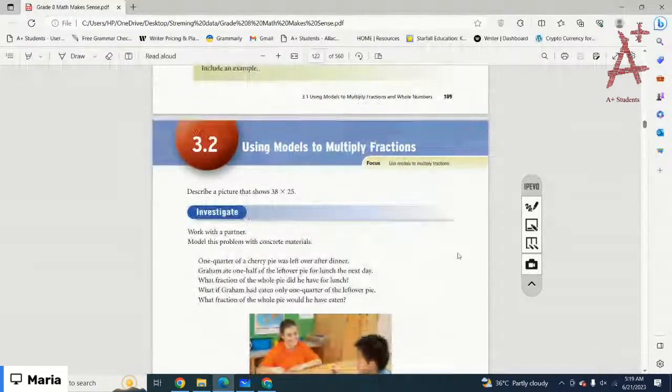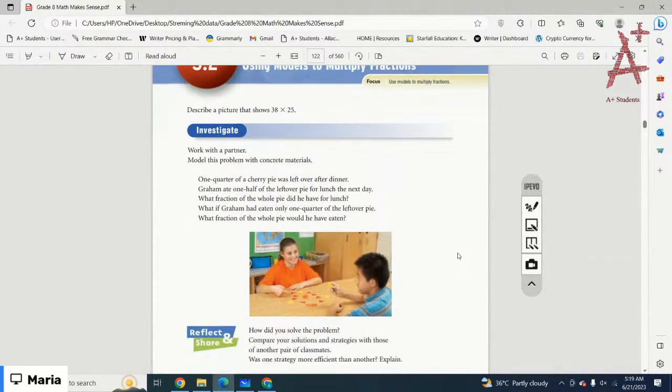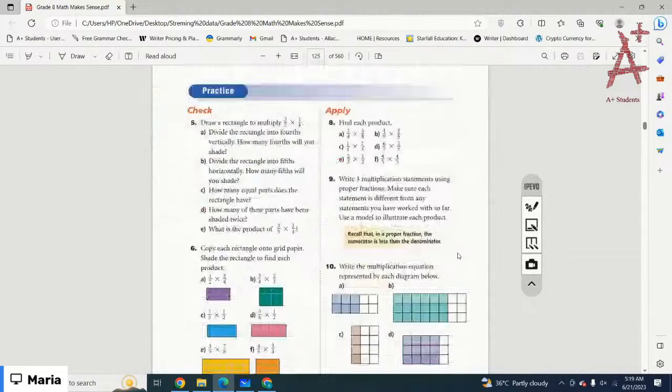Let me just move on to 3.2, that is using models to multiply fractions. Okay, let me be quick. Let me just move on to practice. Start with question number 5. Okay, draw a rectangle to multiply 3 by 5 times 1 by 4. Divide the rectangle into fourths vertically. How many fourths will you shade? Divide the rectangle into fifths vertically. How many fifths will you shade? Okay, divide the rectangle into fourths vertically.